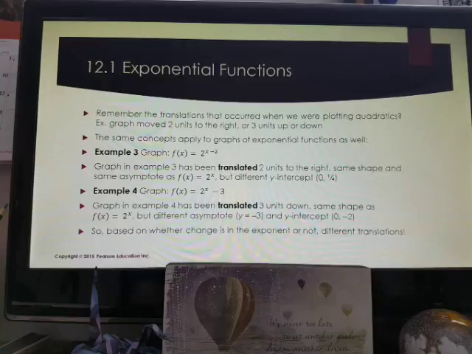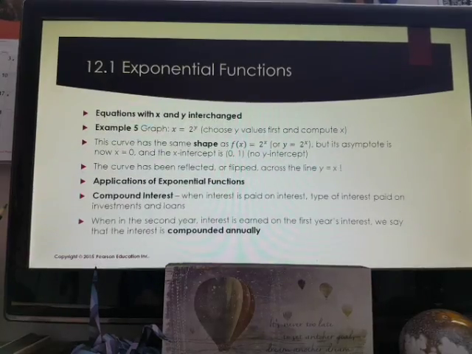So the next thing that your book talks about is a little bit different, but it's very important. Equations where x and y are interchanged. So typically, if we're given an equation, it's y equals something x, and we're asked to plug in values for x, and then we get pairs, we get sets of coordinates, we get x and y values that are coordinates, we can plot them on a graph.